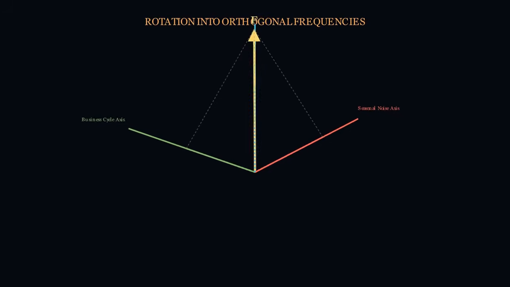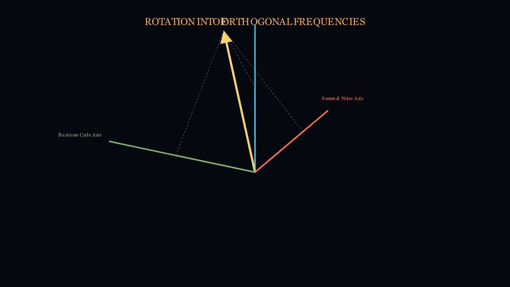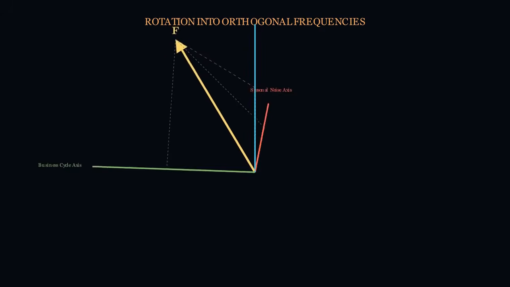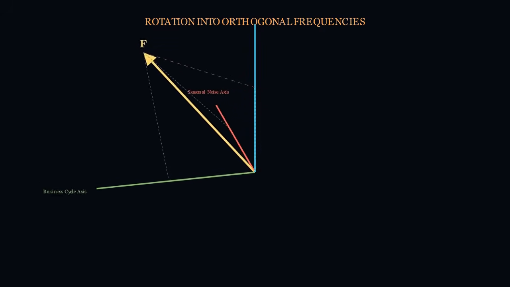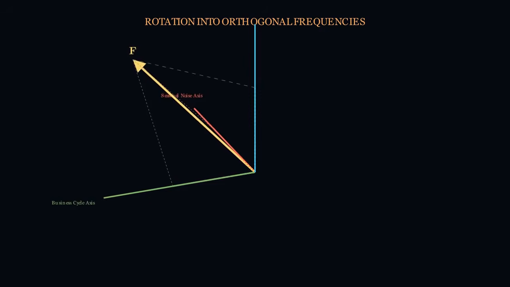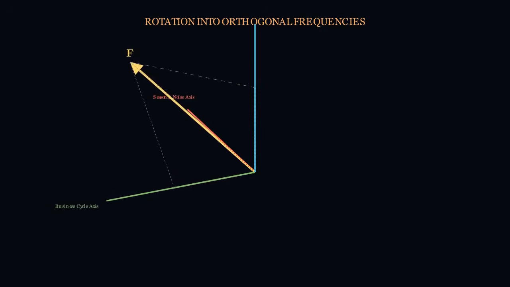If we set k to a high frequency, we isolate the short-term seasonal noise. If we set k to a medium frequency, we extract the medium-term business cycle. If we set k close to 0, we isolate the long-term structural growth trend. We are rotating our high-dimensional data vector to look at its shadow along these orthogonal, frequency-specific axes.